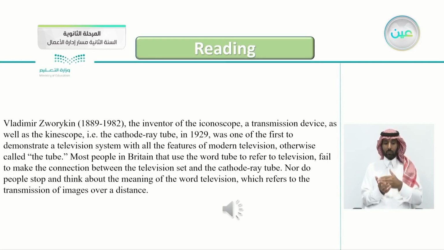Vladimir Zworykin, 1889 to 1982, the inventor of the iconoscope, a transmission device, as well as the kinescope, i.e. the cathode ray tube, in 1929, was one of the first to demonstrate a television system with all the features of modern television, otherwise called the tube. Most people in Britain that use the word tube to refer to television fail to make the connection between the television set and the cathode ray tube. Nor do people stop and think about the meaning of the word television, which refers to the transmission of images over a distance.